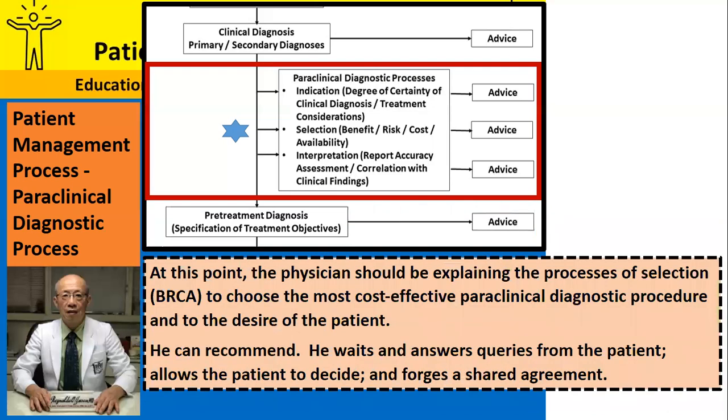At this point, the physician should be explaining the processes of the selection BRCA to choose the most cost-effective paraclinical diagnostic procedure and to the desire of the patient. He can recommend, he awaits and answers queries from the patient, allows the patient to decide, and forges a shared agreement.